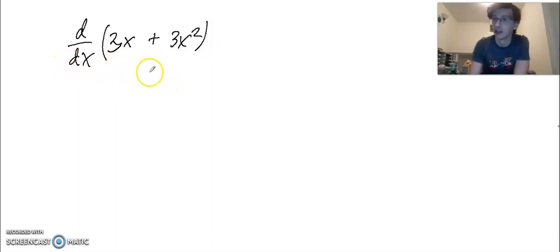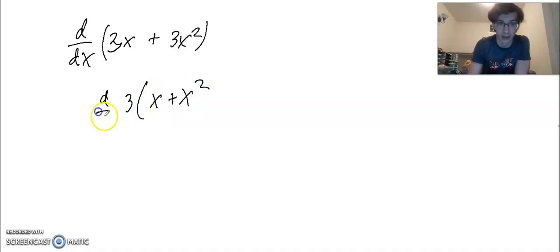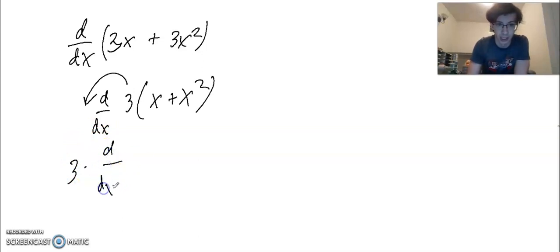Well, what we can do is, with constant terms, it can't be a variable that you're deriving with respect to, but if it's a constant term, like this 3, we can actually just factor it out. So let's make this 3x plus x squared. We're taking the derivative of it. What we can actually do is bring the 3 out and worry about it later. So we have 3 times d dx of x plus x squared.